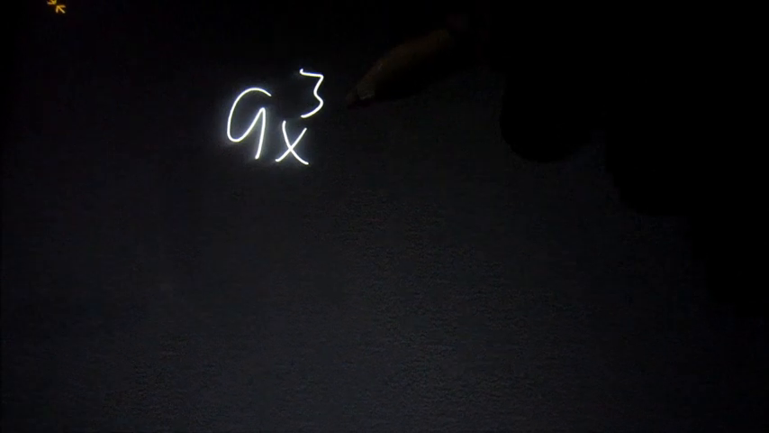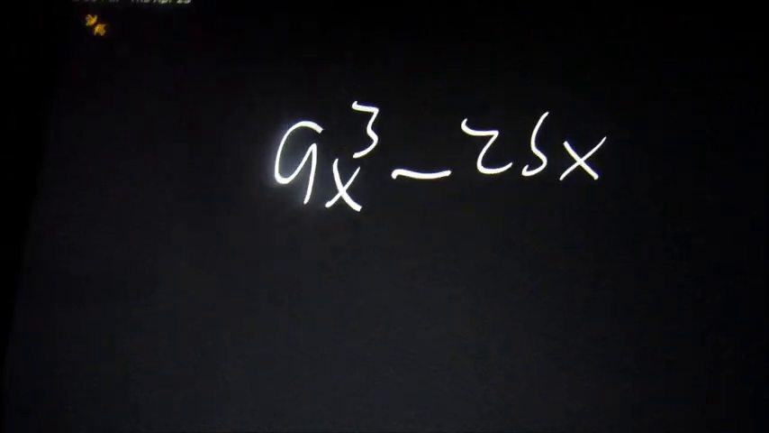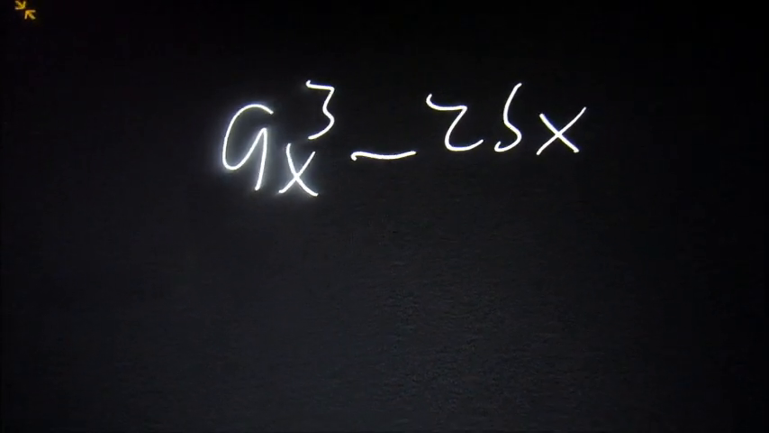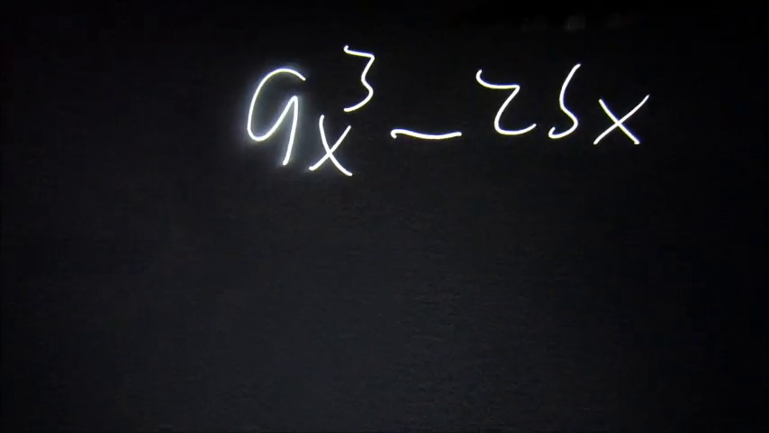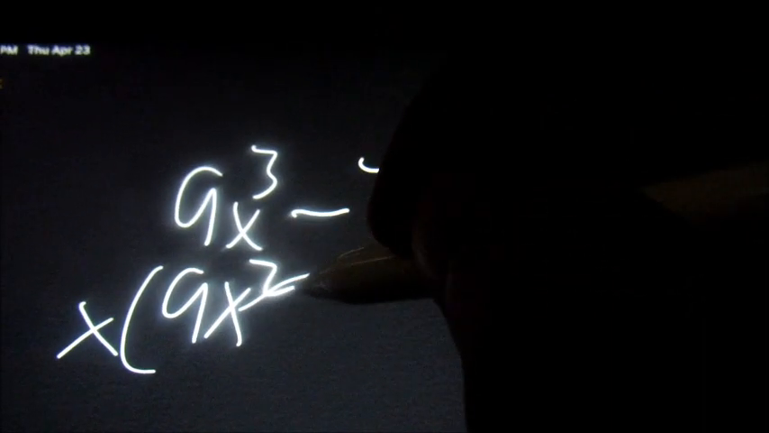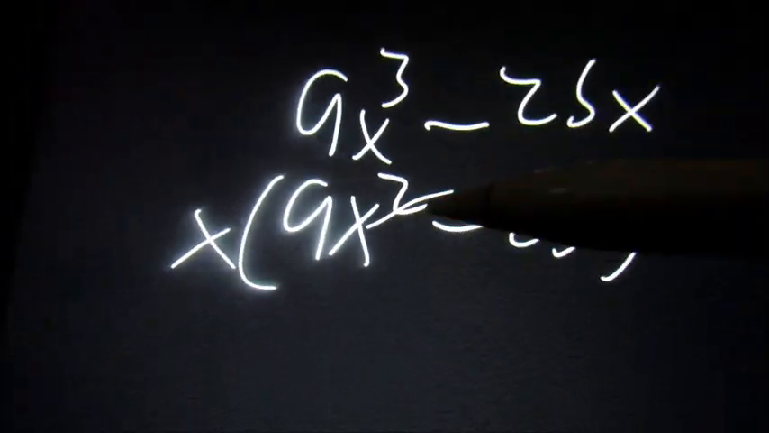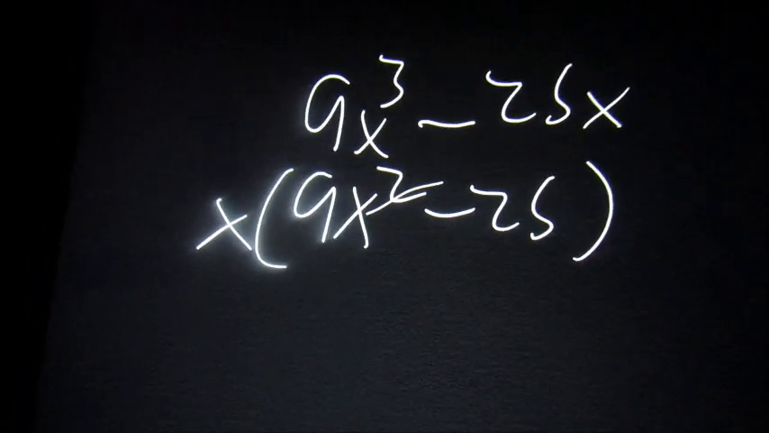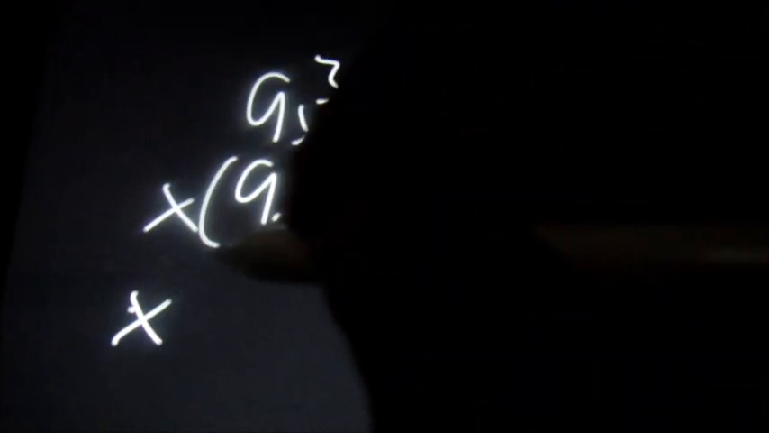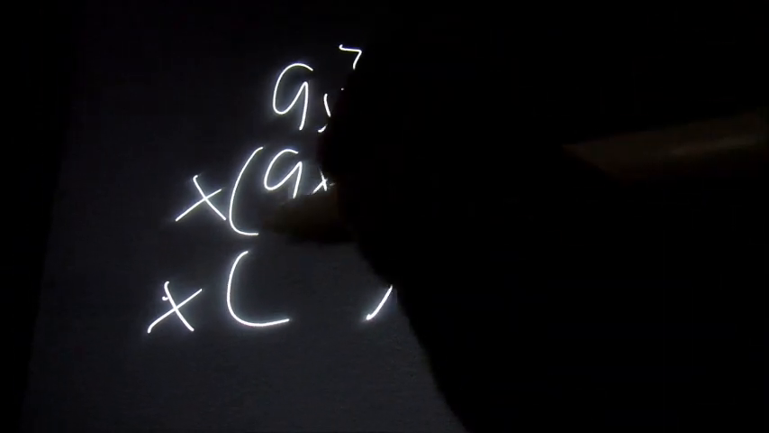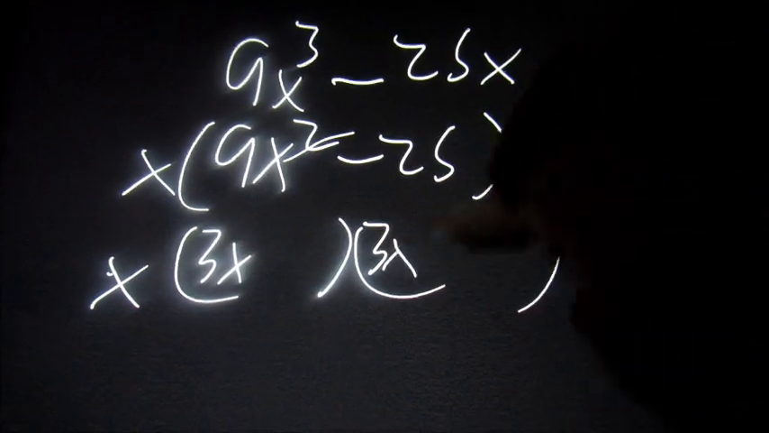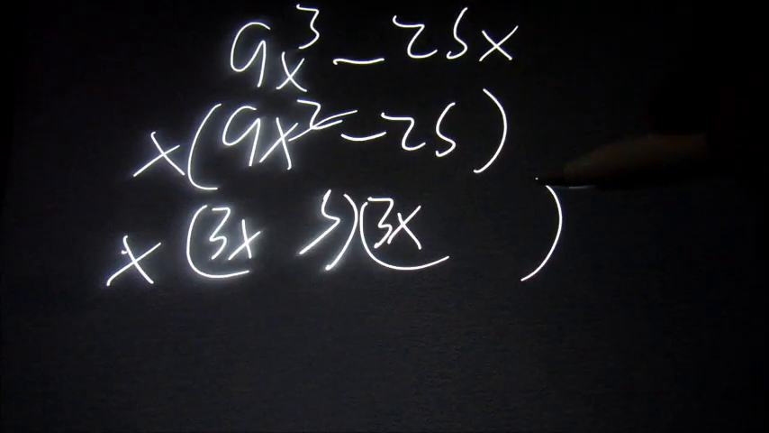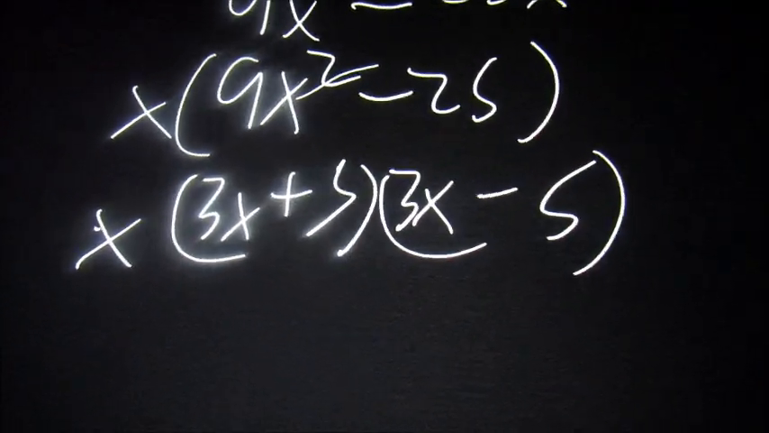Now, however, let's say that we have something with two terms and a minus sign, but it's like this. 9x to the 3 minus 25x. What's the first thing you notice here? We can factor out an x. So let's factor the x out, and we're left with 9x squared minus 25. Now what we have inside here is a difference of two squares. We need to keep this x. Square root of 9x squared is 3x. Square root of 25 is 5. And we have 1 plus and 1 minus.